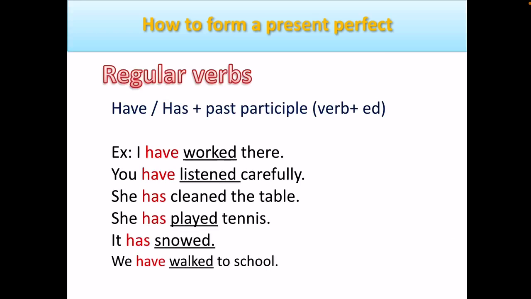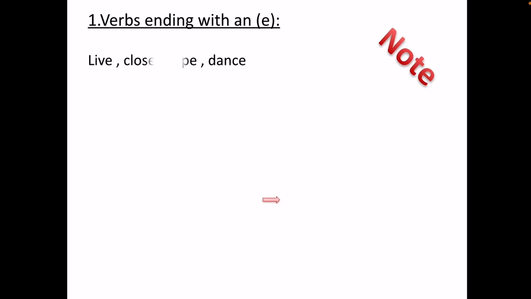Now, sometimes when I want to add ed to the verb, بعض الأحيان عندما أريد إضافة ed to the verb, I have a rule for that. لدي قاعدة لذلك. For example, if the verb ends with e, like live, close, wipe, dance, they are verbs that end with e. So when I want to change it to the past participle, I only add d. Very good. For example, I have lived here for 3 years.